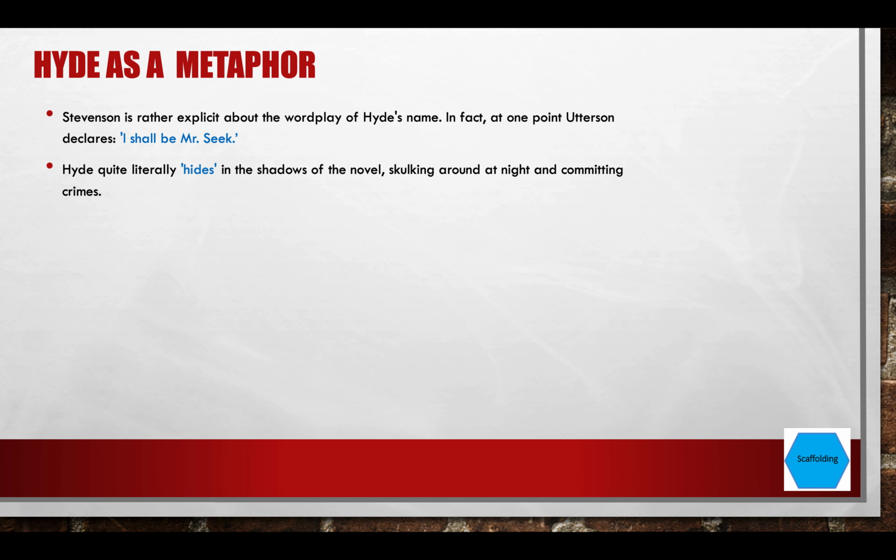So Hyde quite literally hides in the shadows of the novel, skulking around at night and committing crimes. But the metaphor does not stop there. Hyde is also another type of hide, but this time in the sense of an animal pelt. Thus, Stevenson establishes Hyde's animal nature. Hyde is a degenerate, ape-like being.